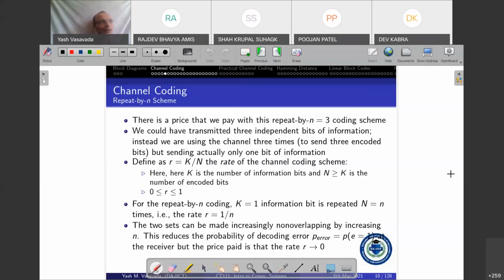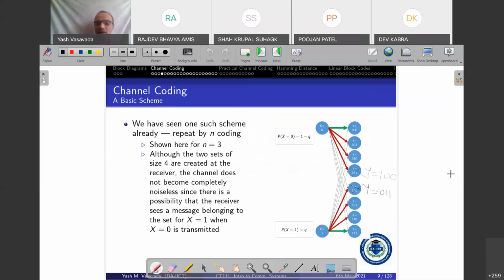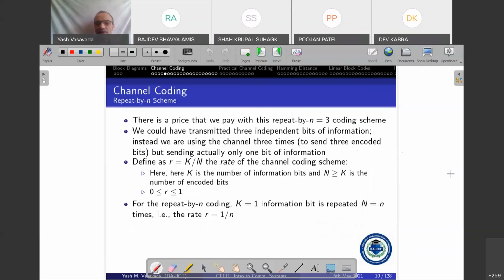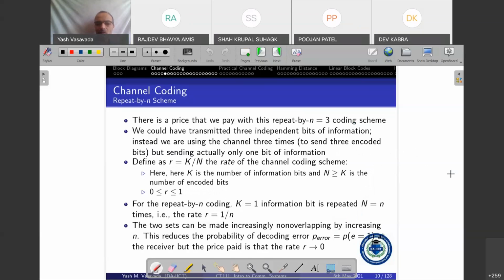What you may have observed in your lab, I think it was number 3 or 4, I don't remember, is that the error probability can be reduced, meaning that these two sets that we had over here can be made almost non-overlapping. These gray lines can almost be made to disappear if I keep on increasing n. But the price paid is that when I keep on increasing n, the rate becomes increasingly closer to 0.